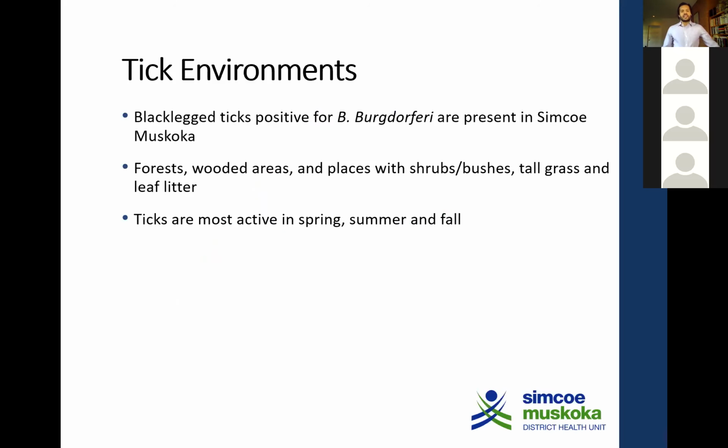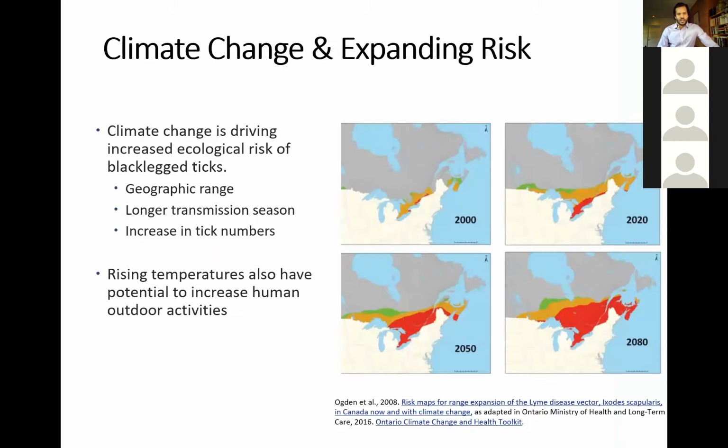And black-legged ticks positive for Borrelia burgdorferi are present in Simcoe Muskoka. Their preferred habitats are forests, wooded areas, and places with shrubs, bushes, tall grass, and leaf litter. And ticks are most active in the spring, summer, and fall when temperatures are above 10 degrees centigrade.